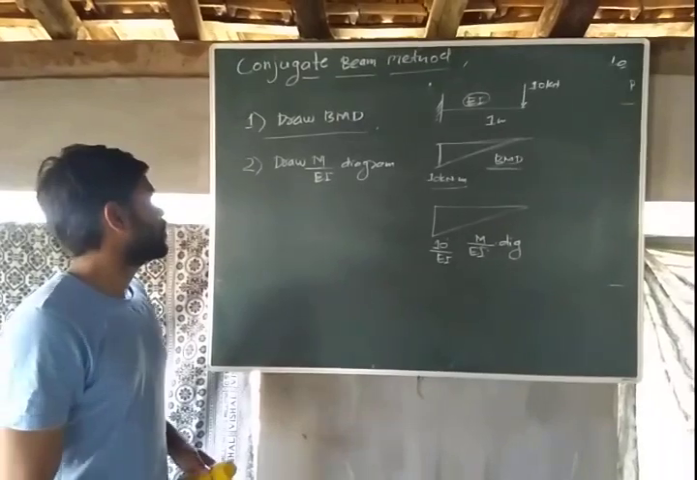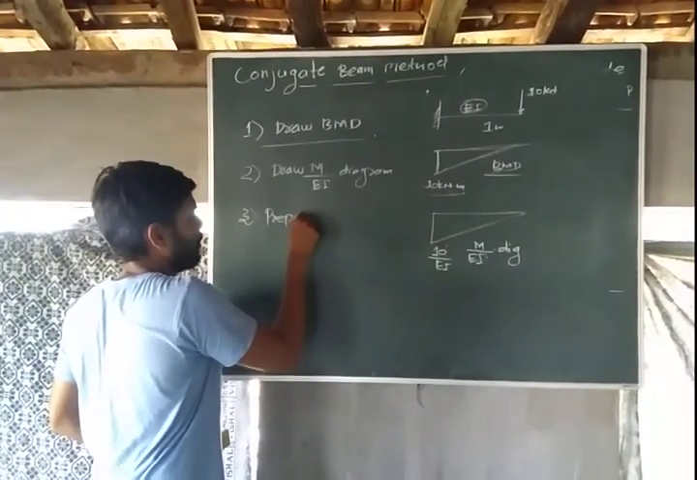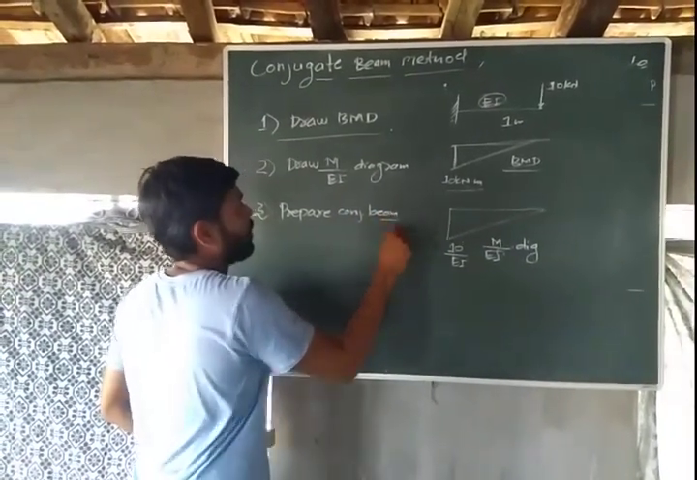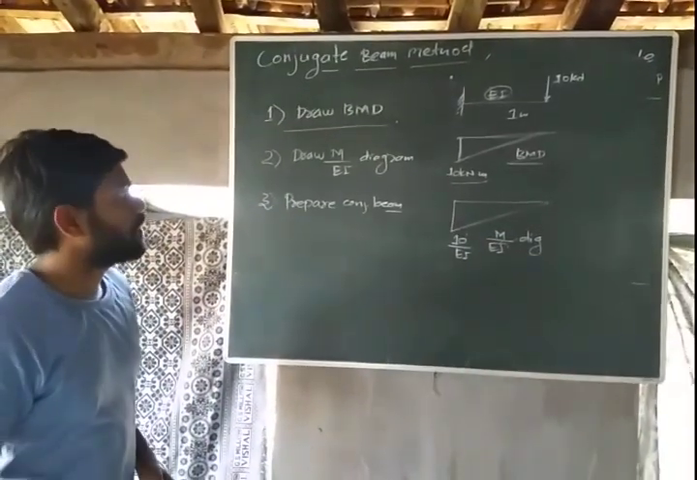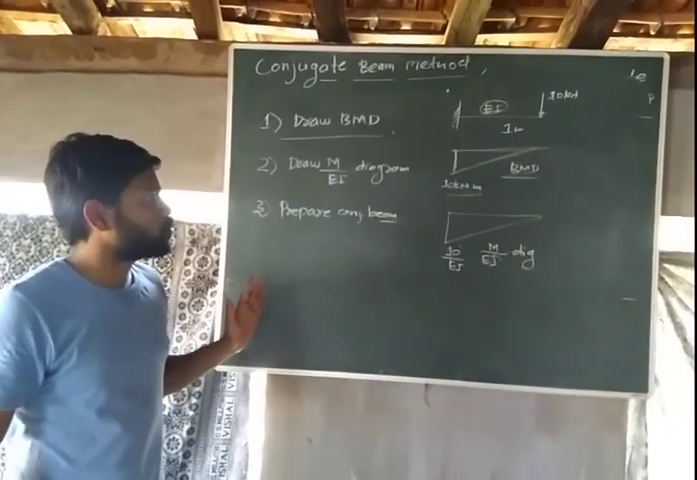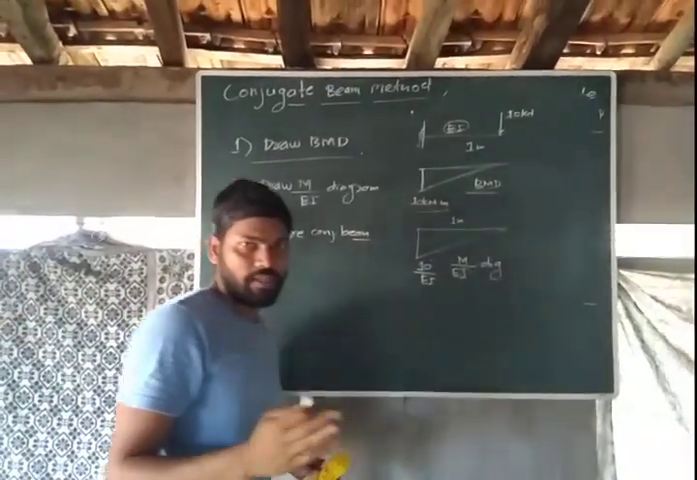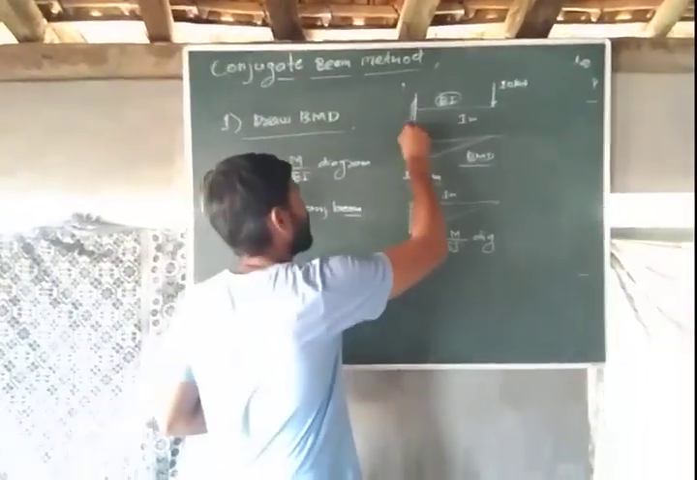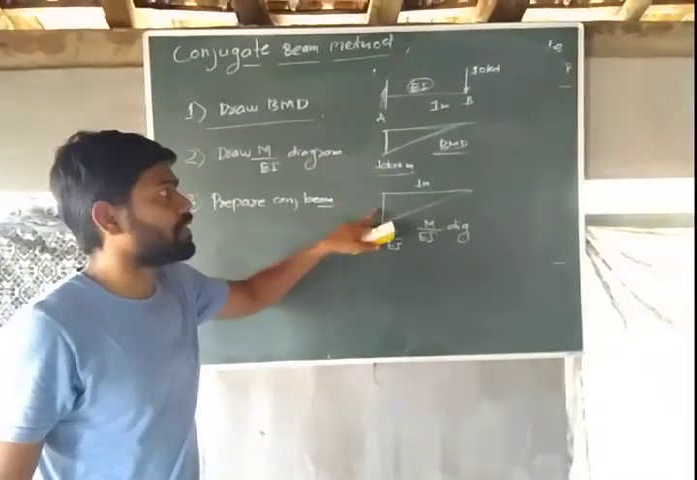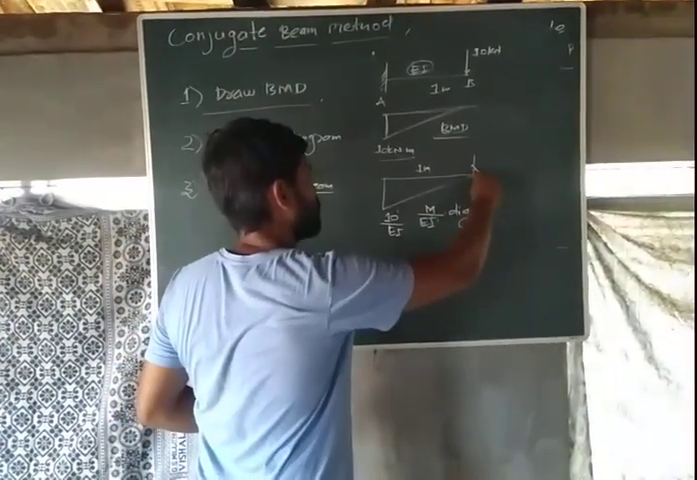Now prepare the conjugate beam. So what is a conjugate beam? A conjugate beam has the same span as that of the original. So the span will remain the same, 1 meter. Only the support condition will change. Now the support A end is fixed, whereas B is free. So now A will become free and B will become fixed. So this will be fixed here.